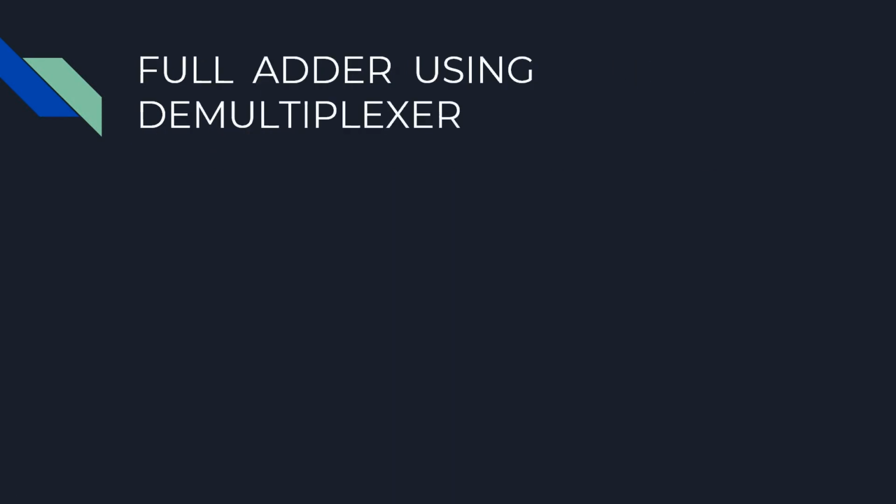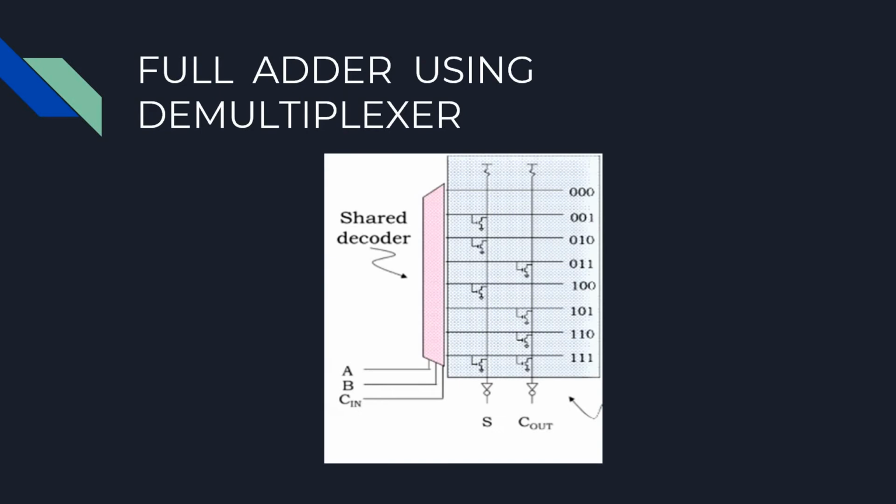The three inputs to the function, A, B, C, are connected to the select lines of a 3 to 8 demultiplexer. The 8 outputs of the demultiplexer run horizontally into the schematic diagram, and each is labeled with the input values for which the output will be high. So when the inputs are 0, 0, 0, the top demultiplexer output will be high and all other demultiplexer outputs will be low. When the inputs are 0, 0, 1, when A, B are 0 and Cin is 1, the second demultiplexer output will be high, and so on.